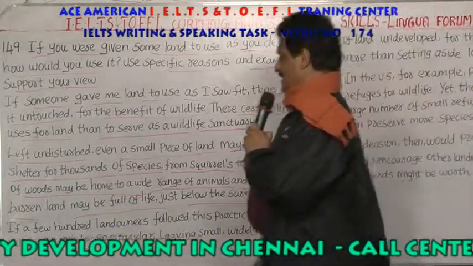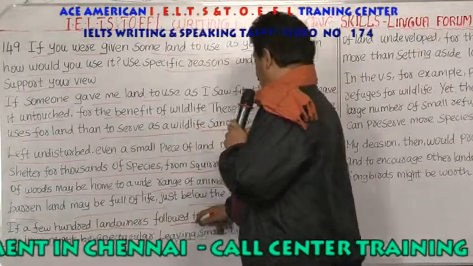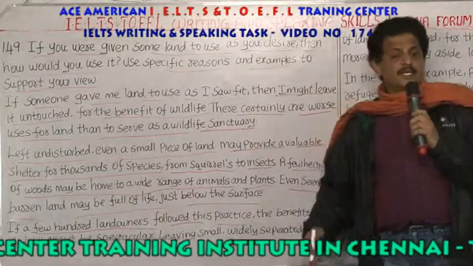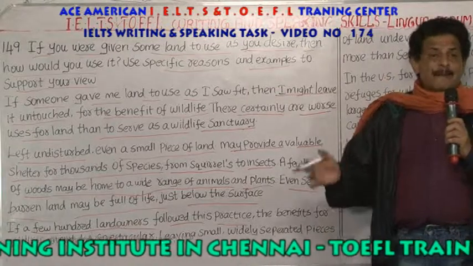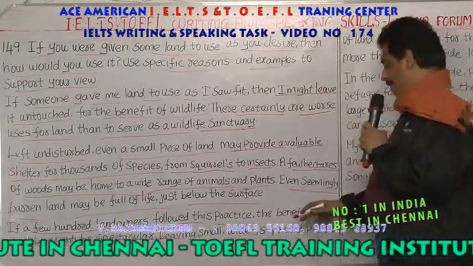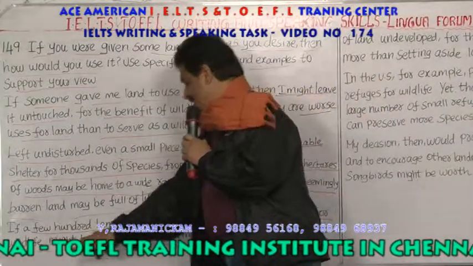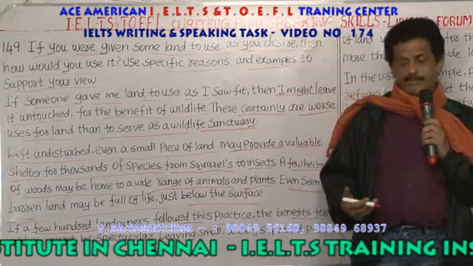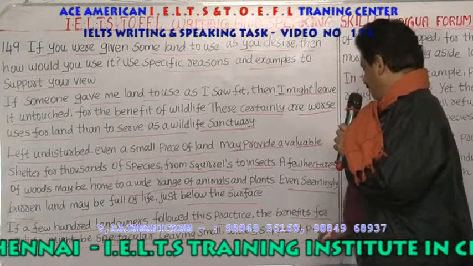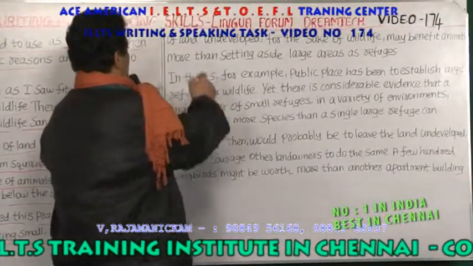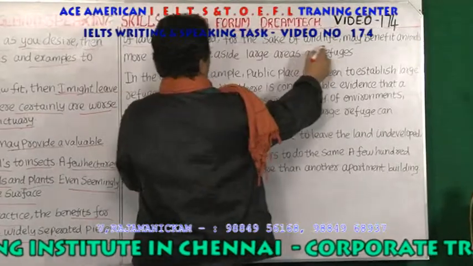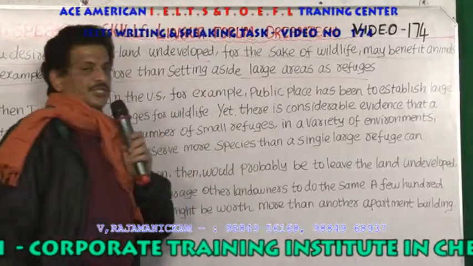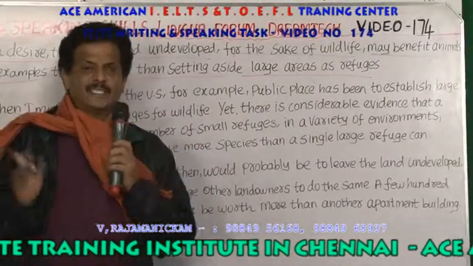Now coming here once again, he says, if a few hundred landowners follow this practice, just like him, if somebody else also follows this practice, then what happens? The benefits for wildlife might be spectacular. So something great will happen for wildlife animals. Leaving small, widely separated pieces of land undeveloped for the sake of wildlife may benefit animals more than setting aside large areas as refuge. So he says, just leave it untouched.